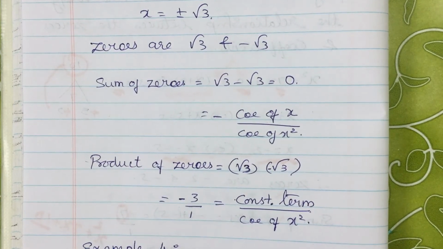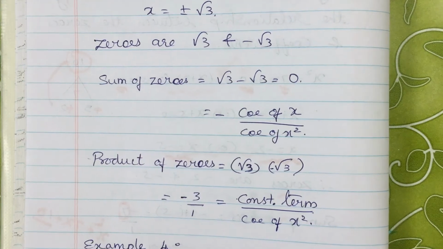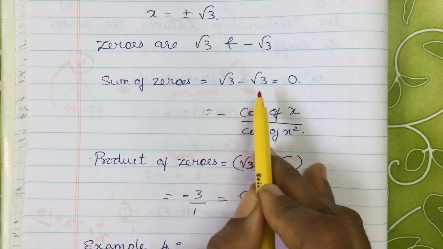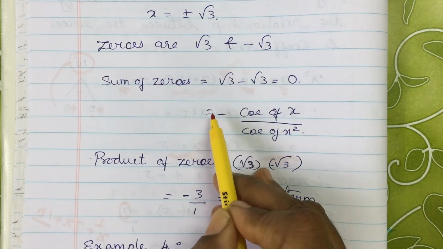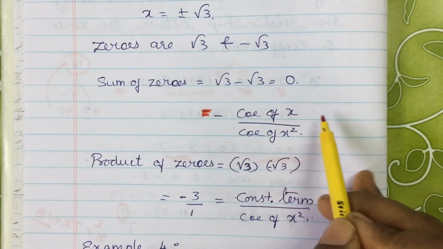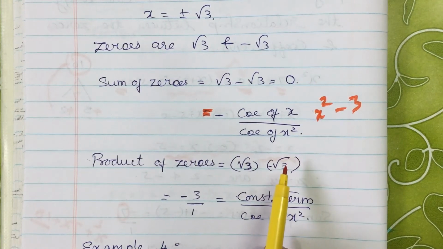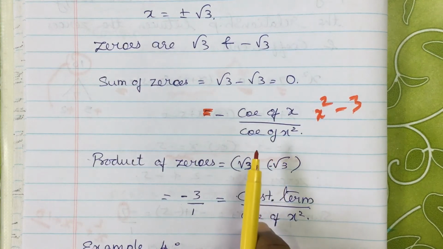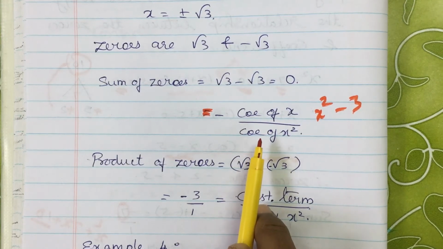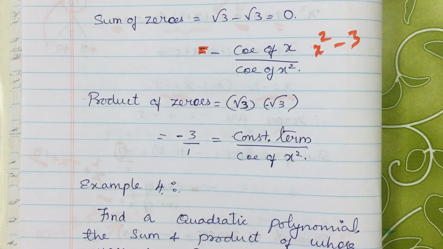So as per the formula, you have to verify whether the sum of the zeros is equal to the sum of the zeros found out using the formula. Literally, the sum of the zeros is root 3 minus root 3, that will get you 0. And if you put it in the form of a formula, it is minus coefficient of x, which is 0 because the equation is x square minus 3, divided by coefficient of x square, which is 1. So 0 by anything is 0. So it is verified.